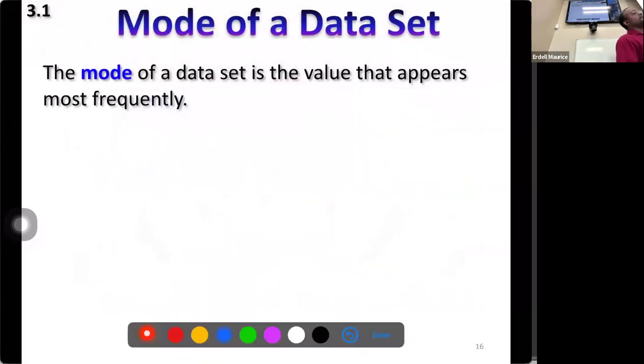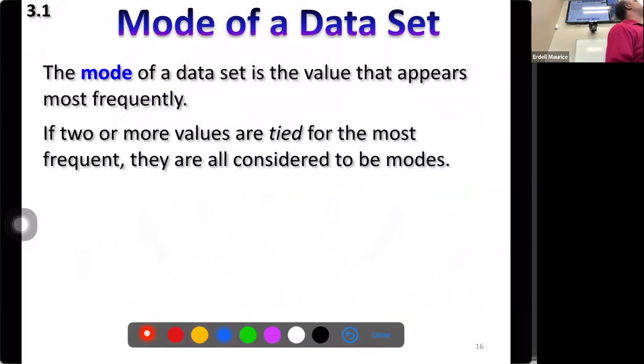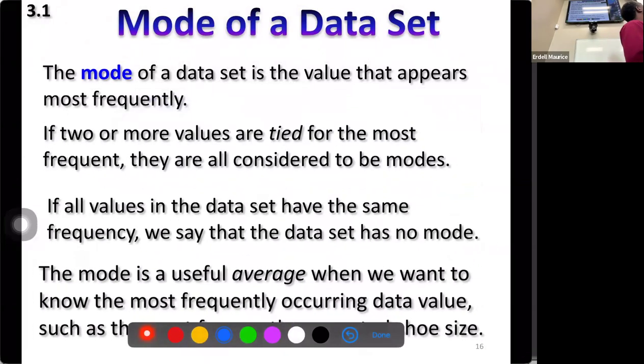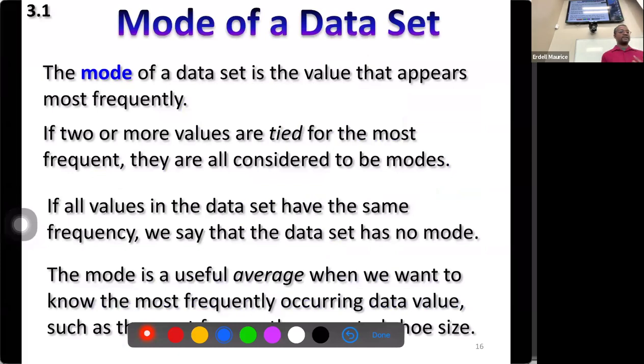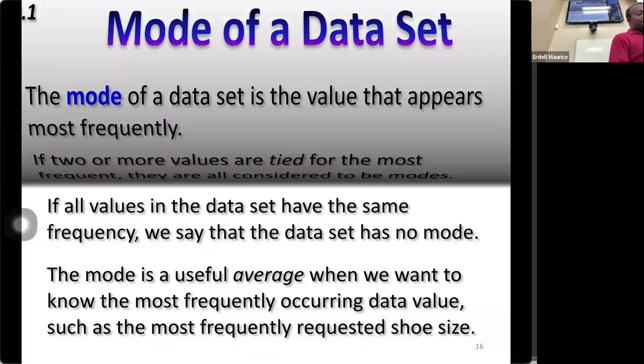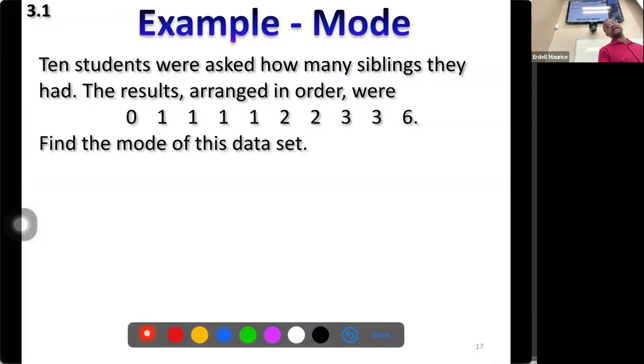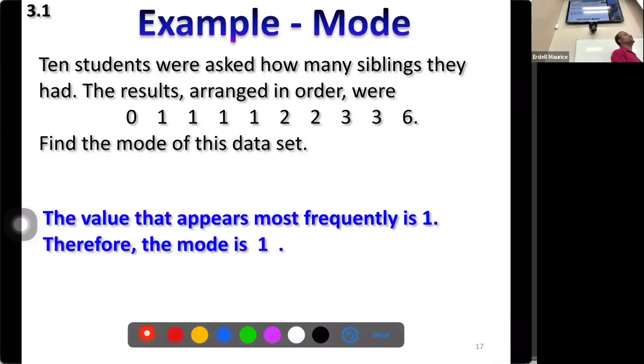The mode of a data set is simply the amount that occurs most often. Example, I have a data set right here: 0, 1, 1, 1, 1, 1, 2, 2, 3, 3, 6. Which number occurs most often in this data set? So therefore, the mode for this data set is 1.